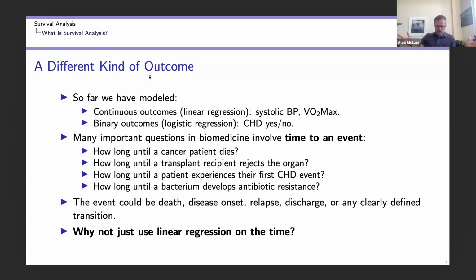One question, we have this time to event. Any thoughts on why we would not just use linear regression in a situation like this? It's a continuous outcome. What are some of the issues that we could have with linear regression? Okay, maybe it's not obvious. We'll come back to it. Why we wouldn't use linear regression.